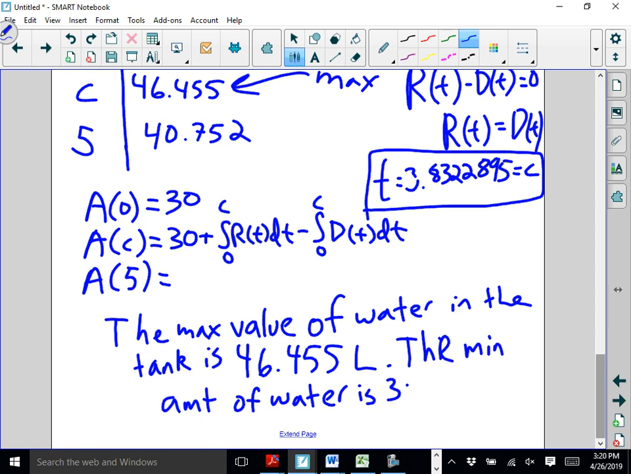Okay. So that's how we do absolute maximum values and absolute minimum values. By the way, whenever they ask for the max value, you always report the y. If they said, at what time does the max value occur, we would say the max value occurs at time t equals c. Or then we could report it as 3.832. Notice that t equals 3.8322895. Because that wasn't my final answer, I wanted to write down all of the digits. I don't round or truncate until my final answer.